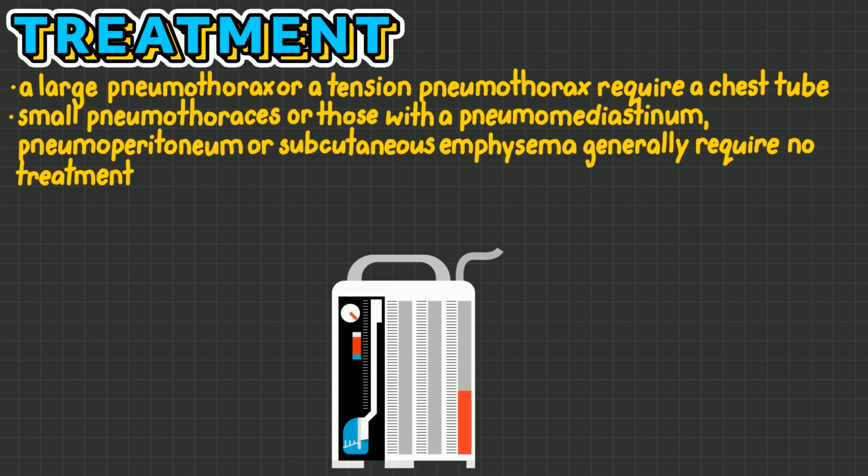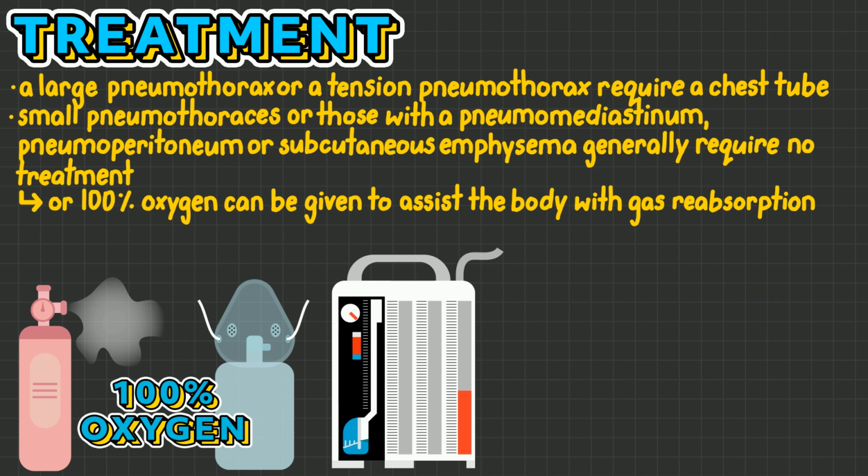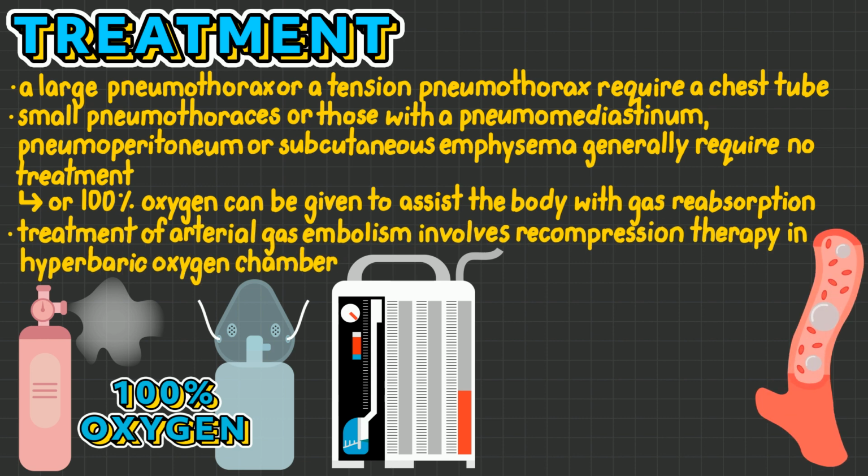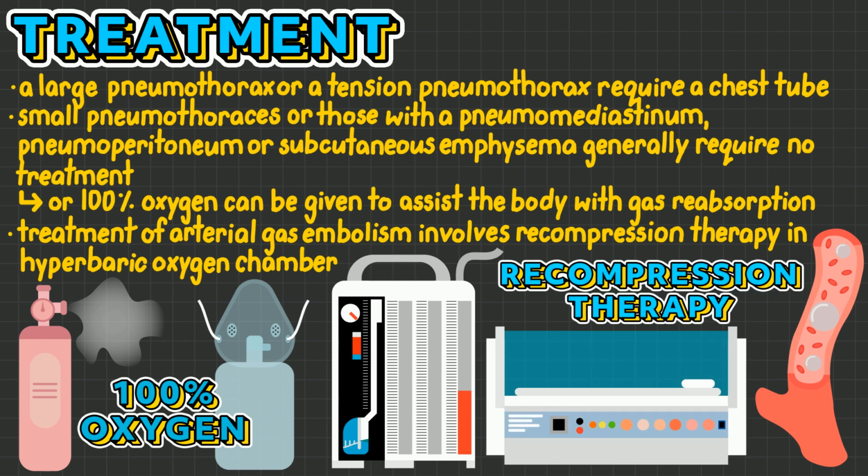However, small pneumothoraces, or those with a pneumomediastinum, pneumoperitoneum, or subcutaneous emphysema generally require no treatment, or 100% oxygen can be given to assist the body with gas reabsorption. And finally, treatment of an arterial gas embolism involves recompression therapy in a hyperbaric oxygen chamber.